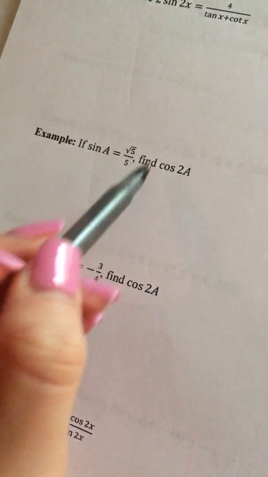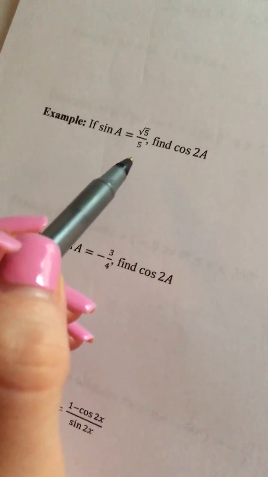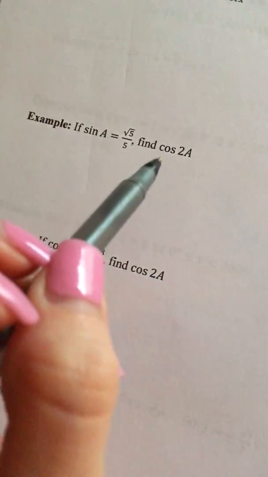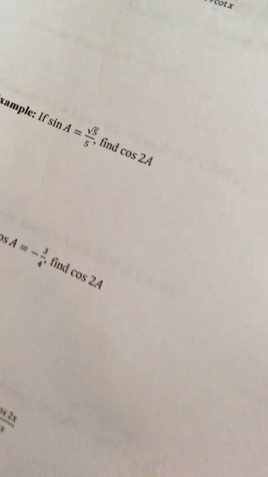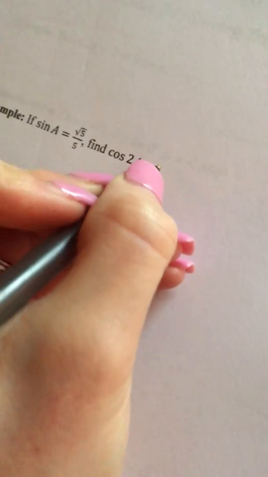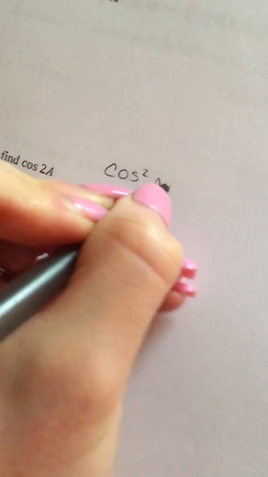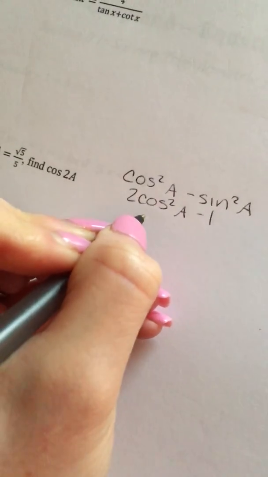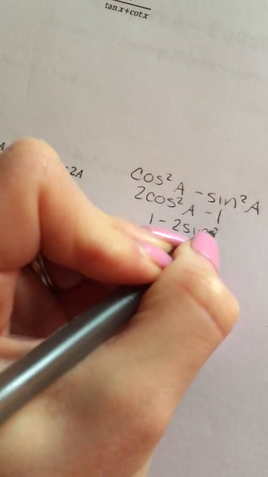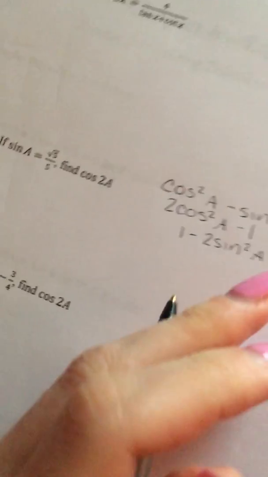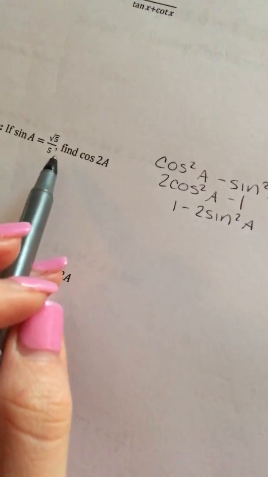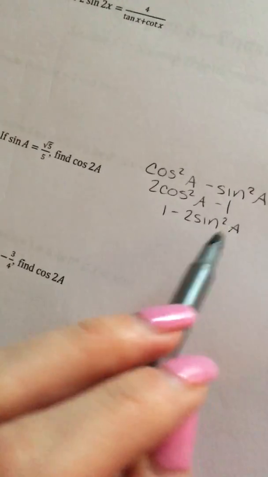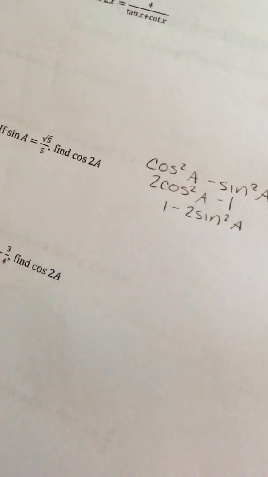Okay, we don't know a lot of information about this. So we're just going to say, sine of A is root 5 over 5, find the cosine of 2A. Now, the nice thing about all these cosine formulas, we have three. We have cosine squared of A minus sine squared of A, 2 cosine squared of A minus 1, and 1 minus 2 sine squared of A. If we're only given one piece of information, I can just use one of the formulas. I don't have to go out and find anything else.